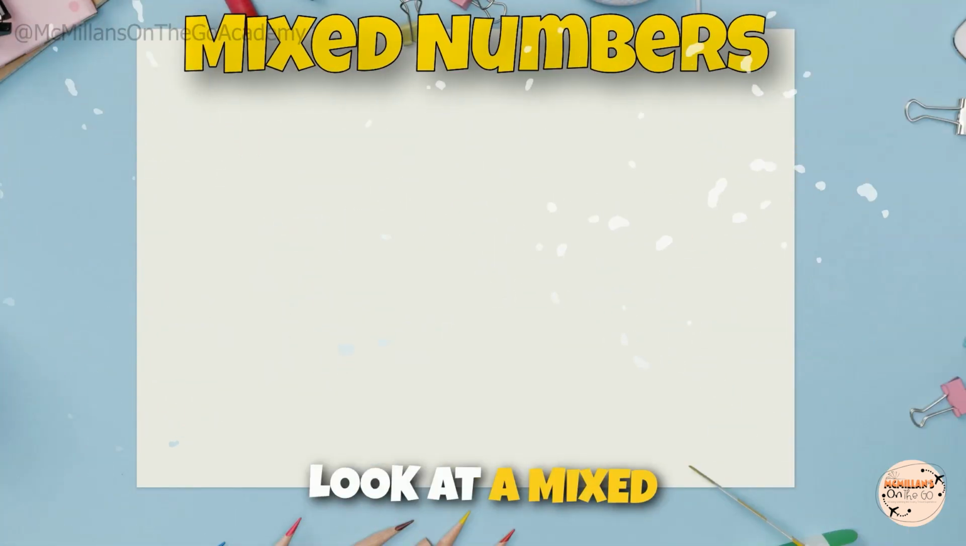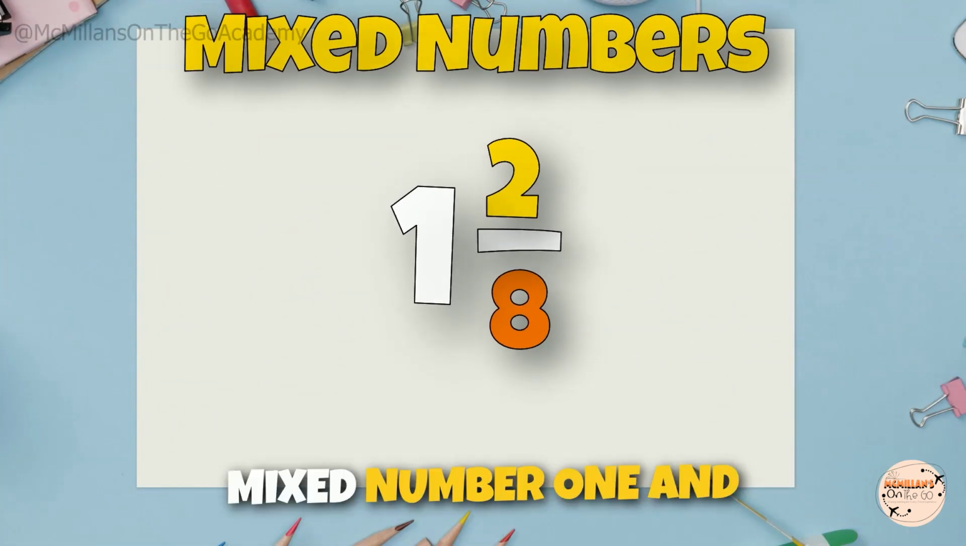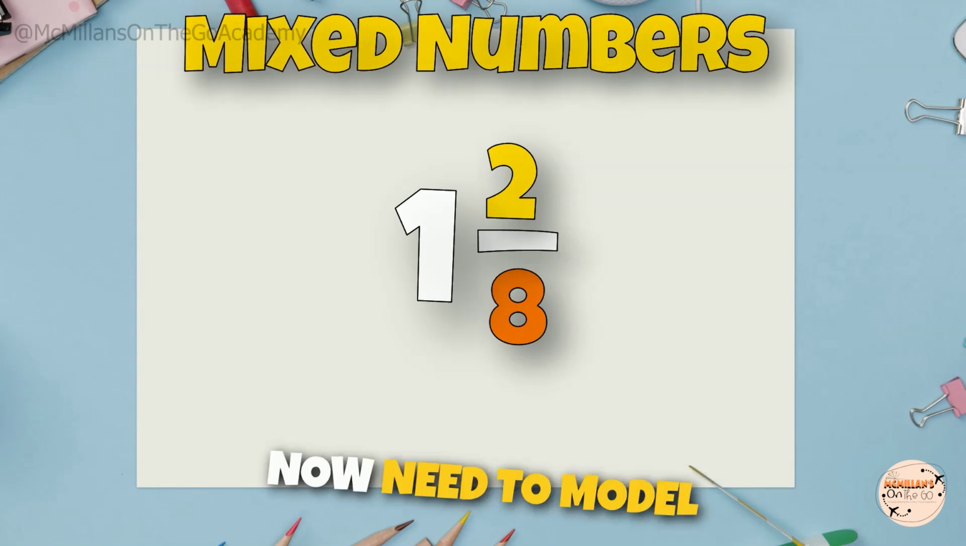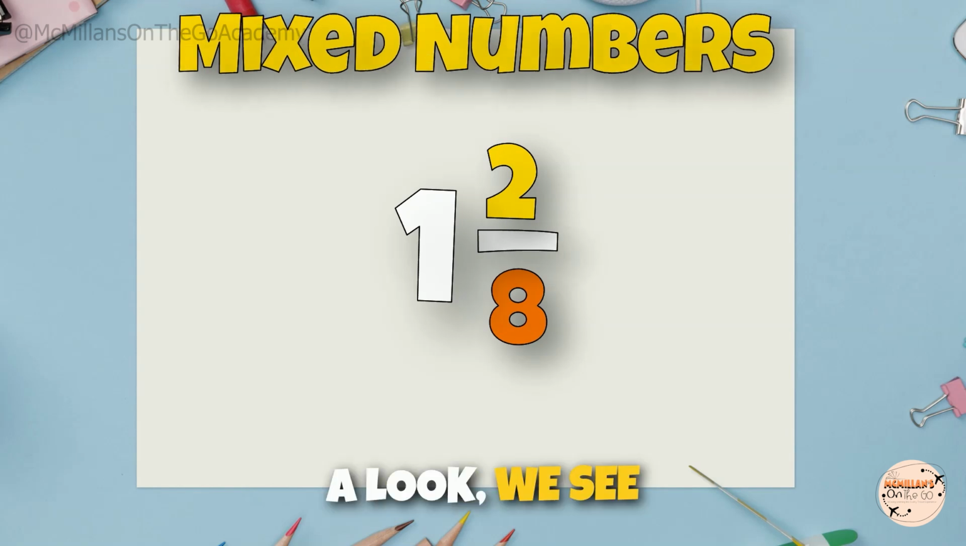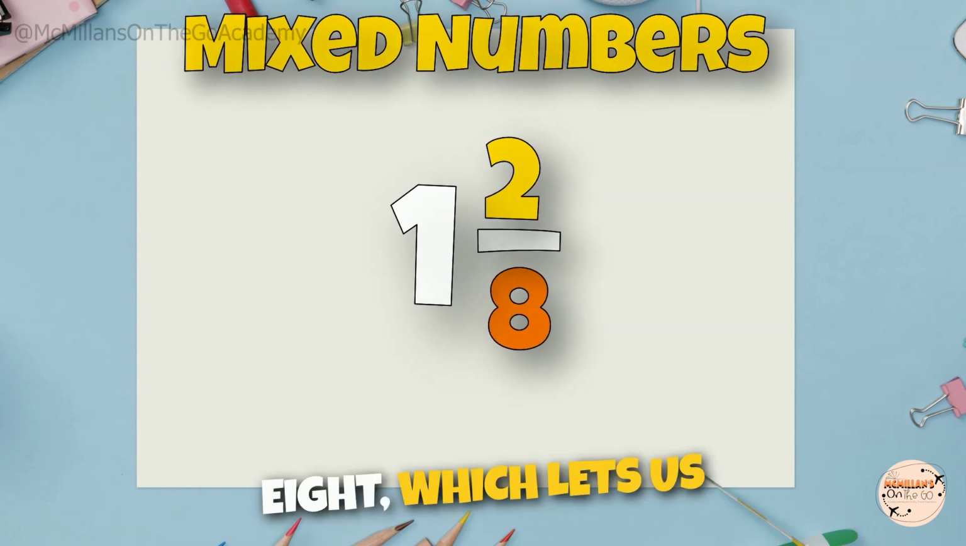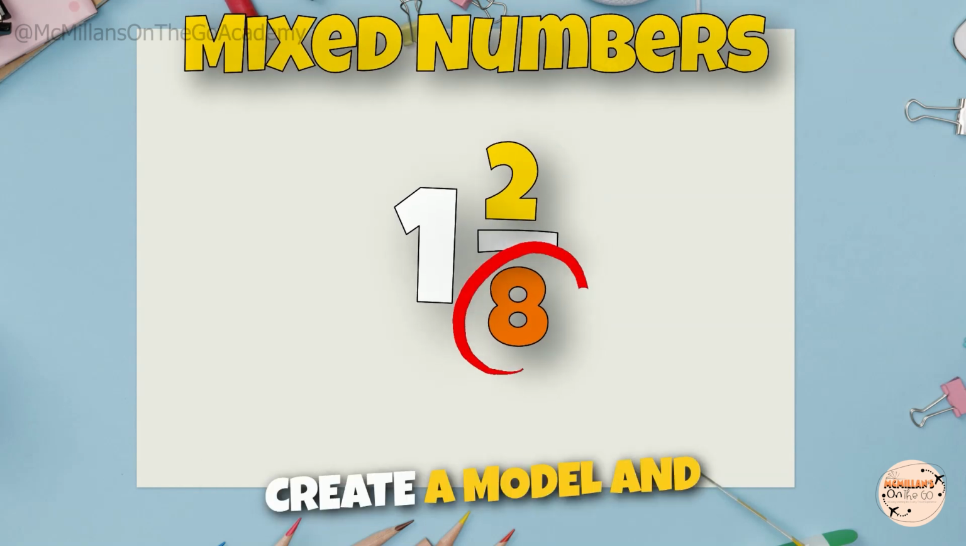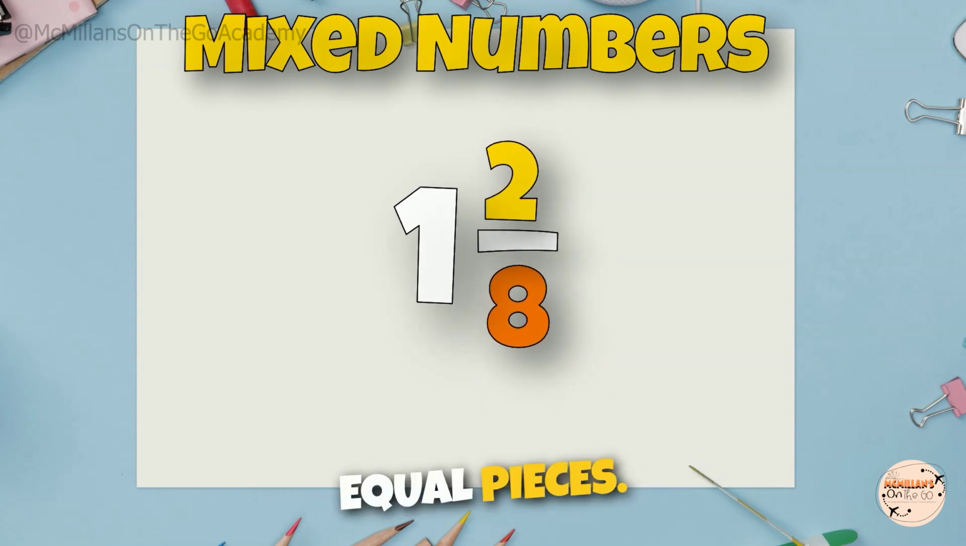Now let's take a look at a mixed number. If we have the mixed number 1 and 2 over 8, we now need to model and represent that on the number line. So if we take a look, we see that the denominator is 8, which lets us know we need to create a model and divide it into 8 equal pieces.